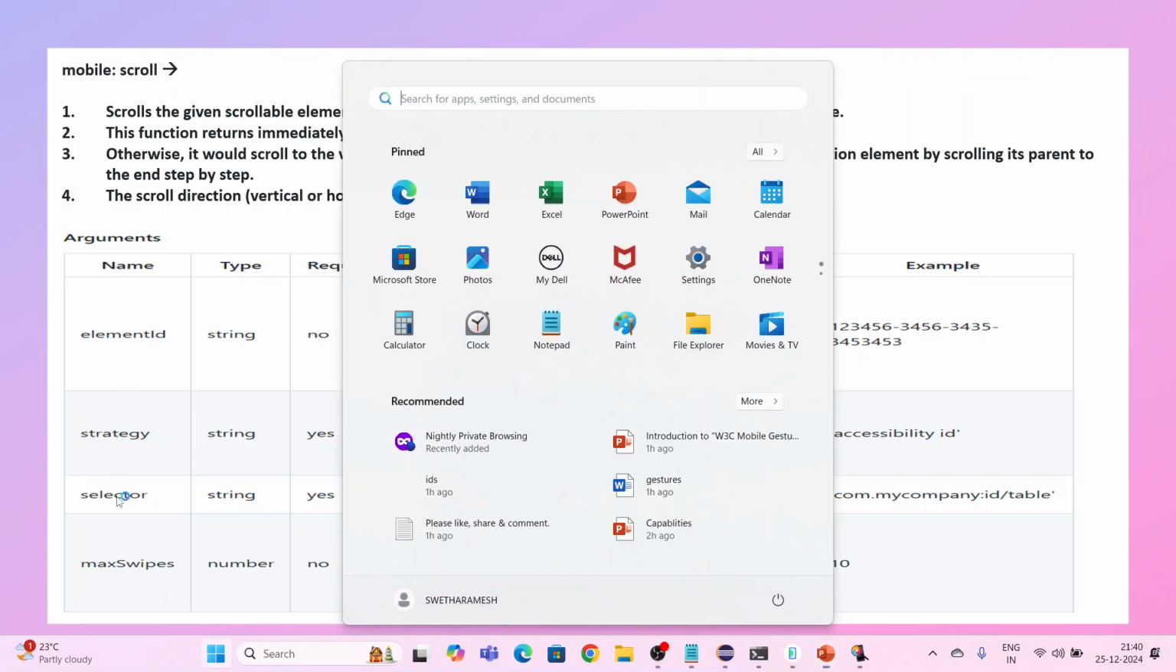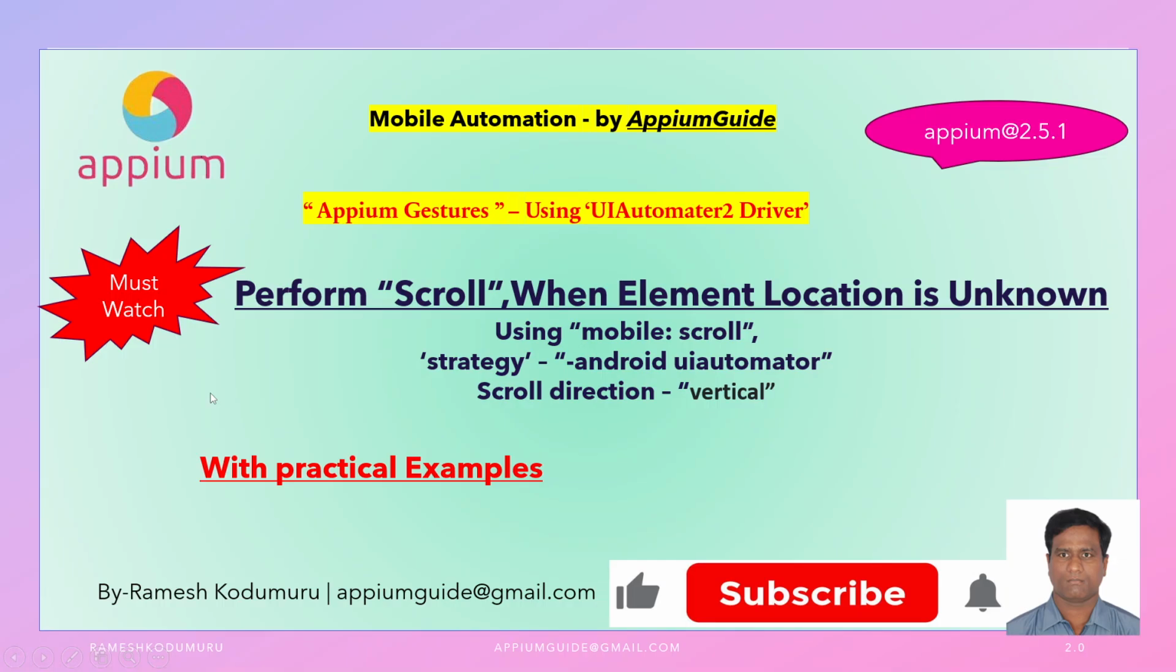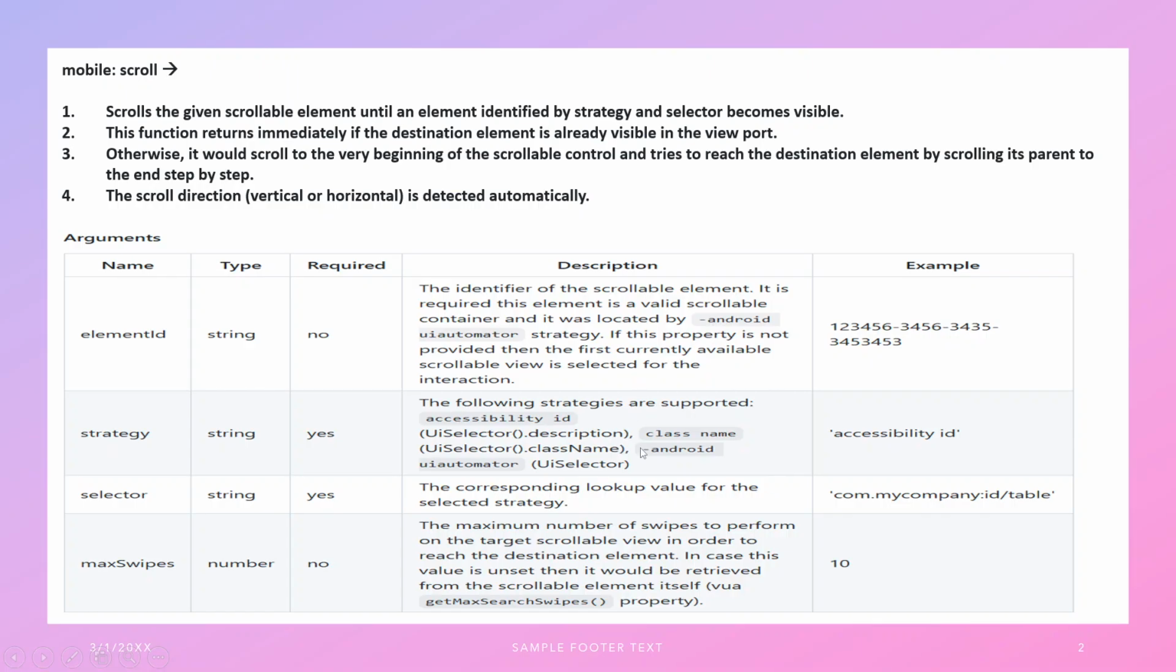In our coming videos we will see the scroll direction horizontal, and we can use the other strategies like accessibility ID and class name.